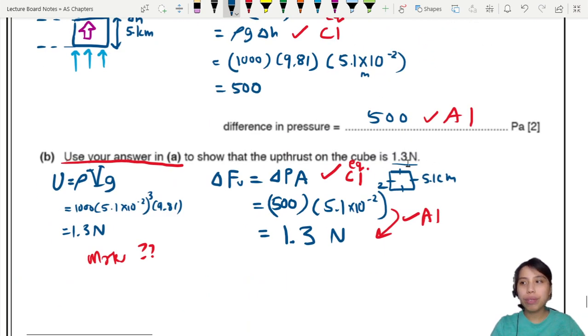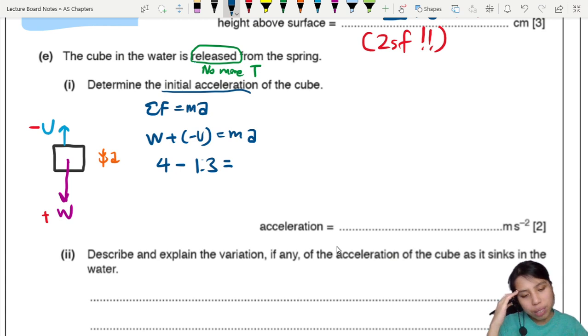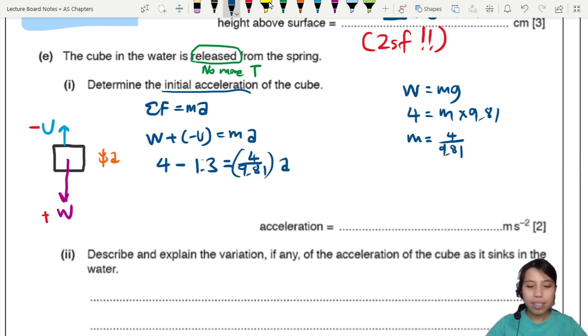Or they give to us a value even better. 1.3. So we got 1.3 equals to... They didn't give mass, man. They said the weight is, sorry, is 4 newton. We need to find the mass. So we need to multiply by 9.81 here. And we can find the mass, which is 4 over 9.81. Can rearrange a little bit lah. So I'm going to write the whole number in here. 4 over 9.81 and then acceleration. So now you can find the acceleration and you should get about 6.62 meters per second square.